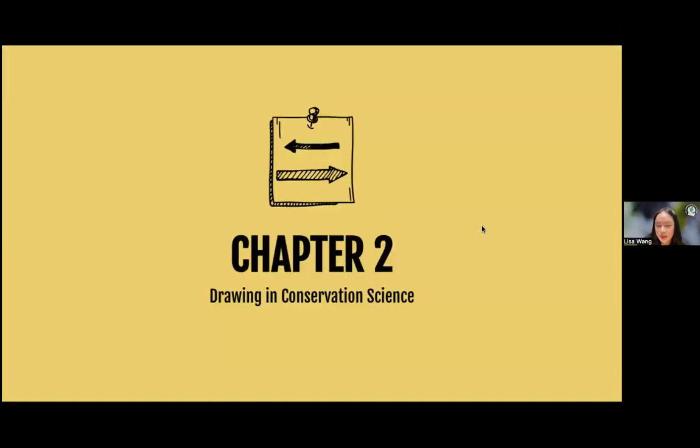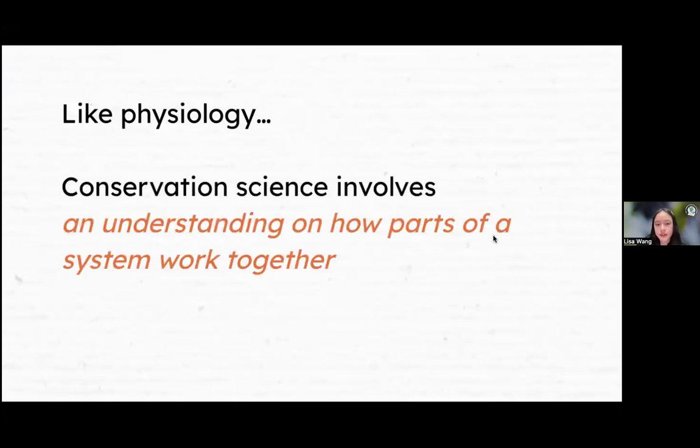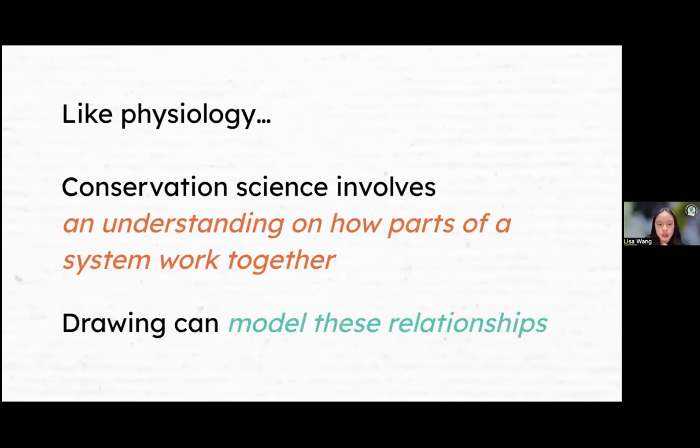Moving on to chapter two on drawings in conservation science. For those who just joined shortly ago, right now I'm about to show three examples of systems within conservation science that I had personally wished we did some sort of drawing activities when I saw them in my intro to ecology courses. But again, like physiology, conservation science involves an understanding of how parts of a system work together, and then how drawings can really model these relationships, right? I think that's the main point of my entire presentation.